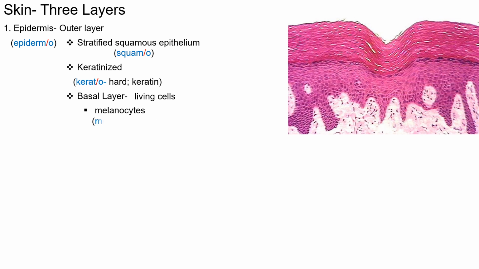These are called melanocytes. The combining form melano means black. Now this pigment is going to be what absorbs UV light, protecting you from the dangers of UV light. Also in these layers, we're going to find parts of the nails.